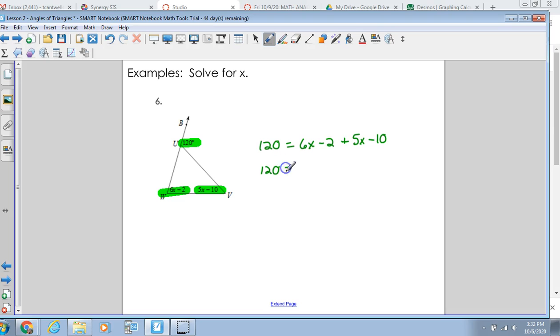If we were to solve this by algebra, 6x plus 5x makes 11x, negative 2 and negative 10 makes negative 12. If we add the 12 to both sides, then we get 132 equals 11x, because that cancels. And then if we divide by 11, we'd probably want to use our calculator here, unless you're really good with your multiplication tables. This gives us a value of 12. So x is 12.